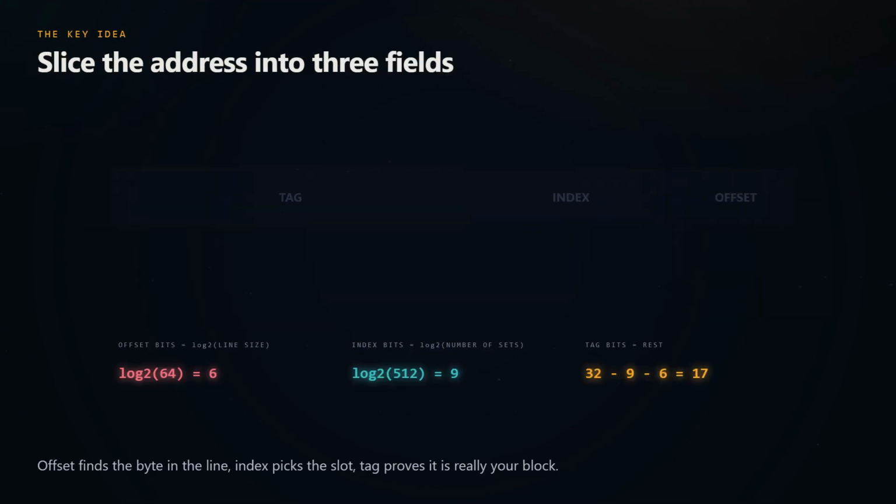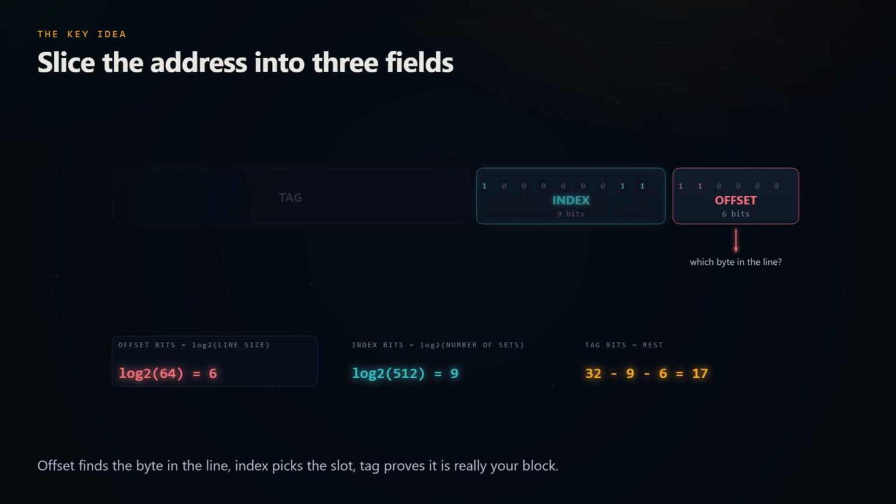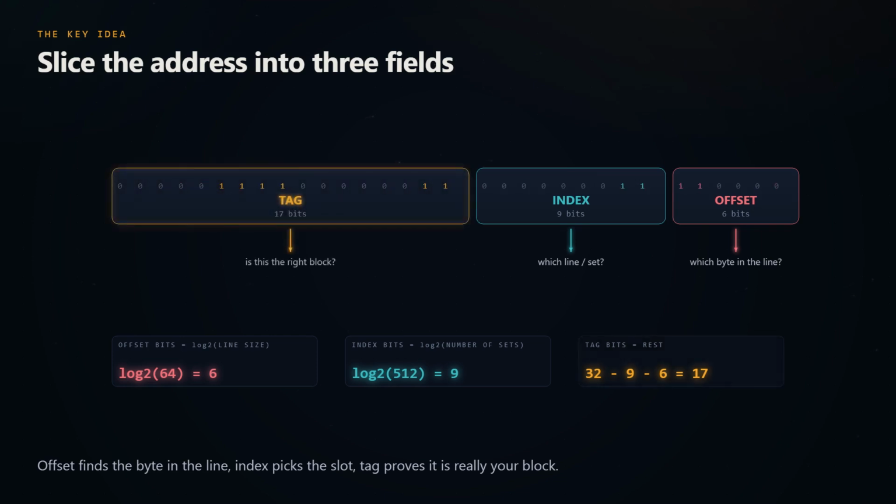The trick is to read the memory address itself as 3 fields. The lowest bits are the offset. They pick the byte inside a line, so for a 64-byte line that is 6 bits. The next bits are the index. They choose which slot, or set, to look in. Everything left over is the tag, the part you store and later compare to prove the line really holds your block. Offset, index, tag, and the address itself tells you where to look.